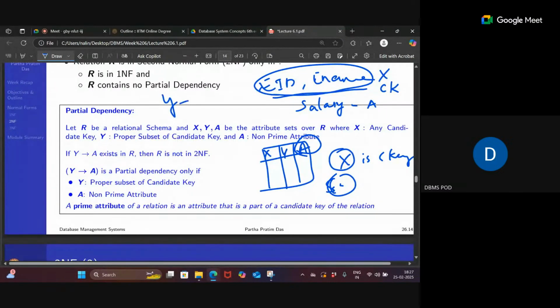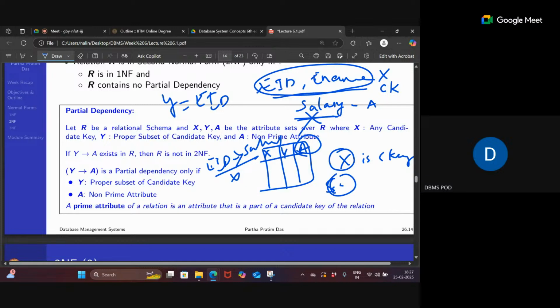And Y is part of the candidate key. So Y can be employee ID or Y can be employee name here in this case. So if Y is determining any other non-prime attribute, let us say employee ID determines salary also, then this relation won't be in 2NF. So Y here, employee ID, is not a candidate key. It is a proper subset of the candidate key. It is part of the candidate key and it is determining the other non-prime attribute salary. Salary is not in the candidate key. It is not a prime attribute. What are prime attributes here? Employee ID and employee name are prime attributes. Employee ID and employee name together form the candidate key.